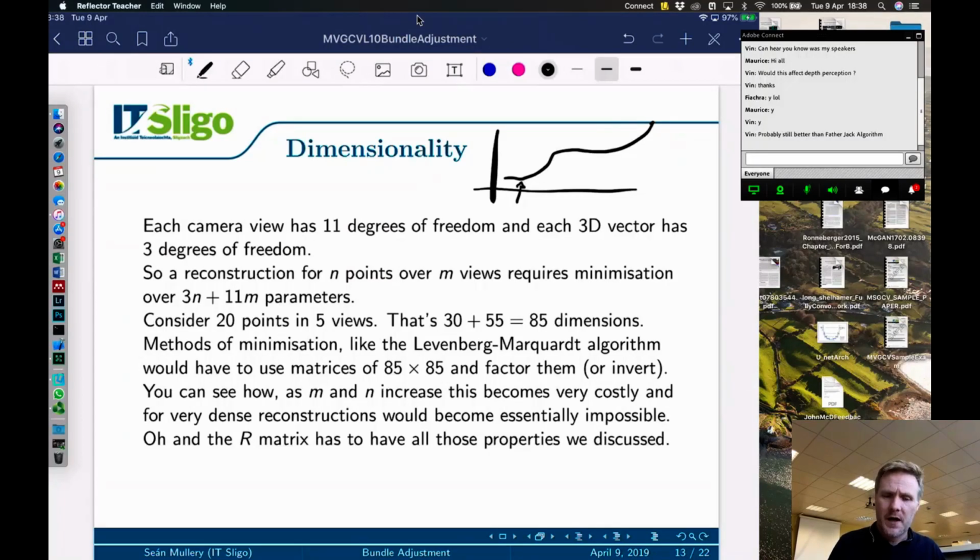If you consider that we've, let's say, got 20 points that appear in all 5 of our views, then you've got 3n. Sorry, I haven't got it right. That's meant to be 60, because the number of points is 20. I didn't notice that today when I was going through it. So 60 plus 55, so it's going to be 115 dimensions. Okay.